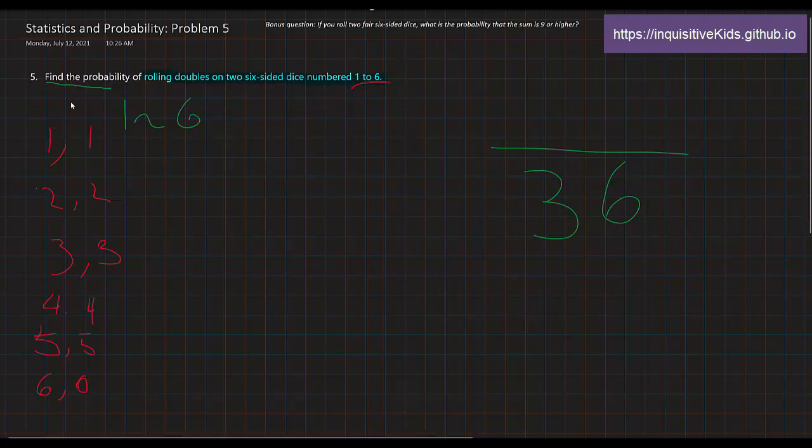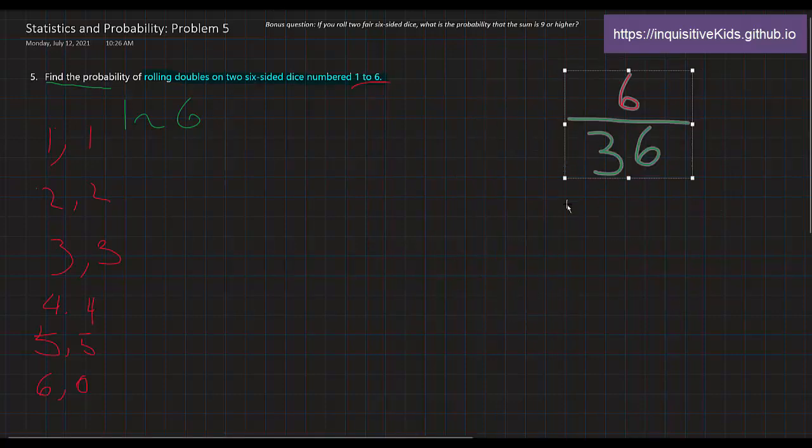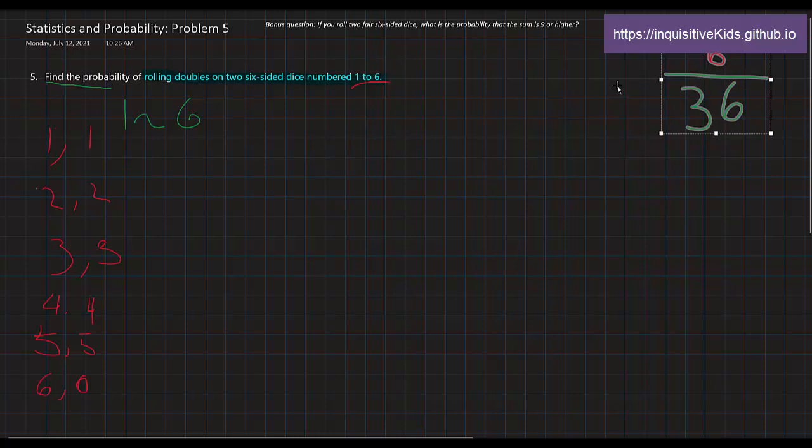So how many of these possibilities do we have out of the 36 possibilities there are? 1, 2, 3, 4, 5, 6. So the top number would be 6. So that's our answer, right? Well, no, it depends. Usually in some tests or in some problems, they require you to simplify the fractions, others don't, but it's always a good idea to practice simplifying a fraction.